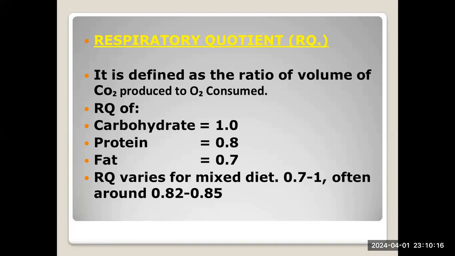The respiratory quotient varies for a mixed diet, because a mixed diet means a diet having carbohydrate, protein, and fat. Depending upon the content of any of these three food materials, the respiratory quotient comes out somewhere from 0.7 to 1, often around 0.8 to 0.85.